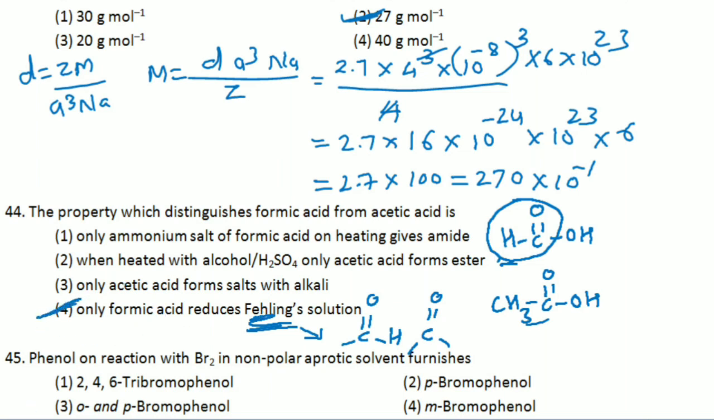Then, the last question: phenol on reaction with Br2 in non-polar aprotic solvents like CS2 or CCl4 furnishes. We know that if I take bromine water, you will get 2,4,6-tribromophenol. But with Br2 in CS2 you get ortho and para-bromophenol, because the OH group present on the phenol is an ortho and para director. Hence the answer for this question is the third option.